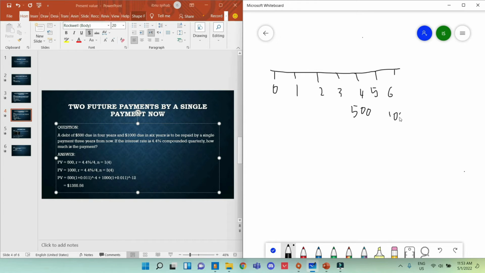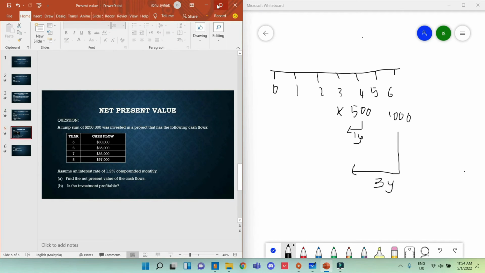And the question is to be repaid by a single payment 3 years from now. This means the payment must be paid at 3 years from now. And we calculate the years: 4 to 3 years is 1 year, right? And 6 to 3 years is 3 years, right? This is why the years are 1 and 3. That's it. Okay, thank you.